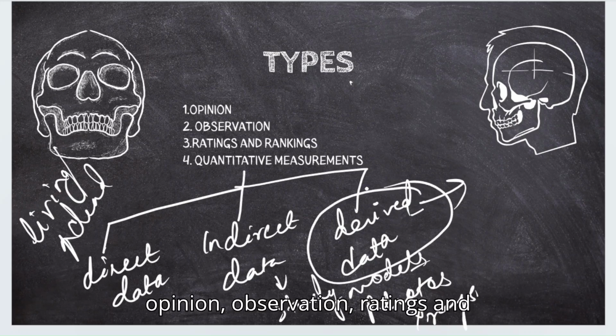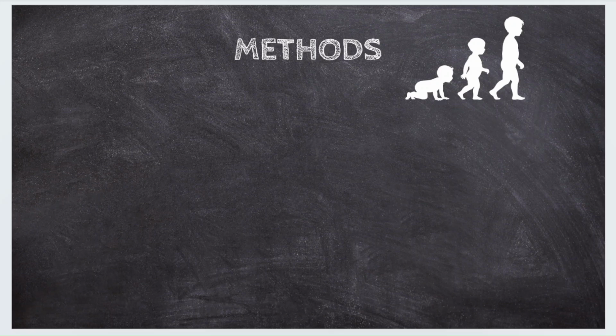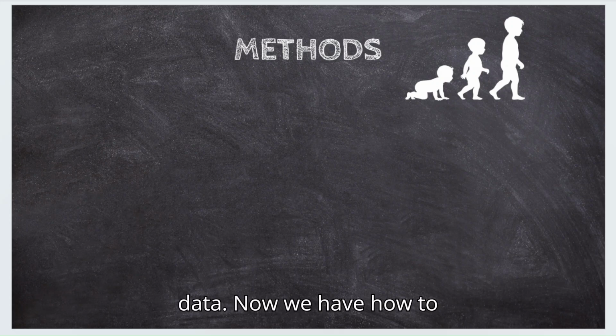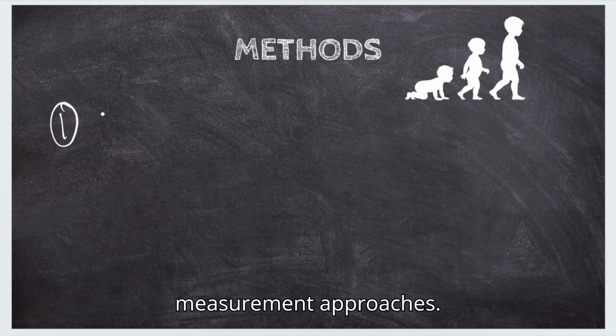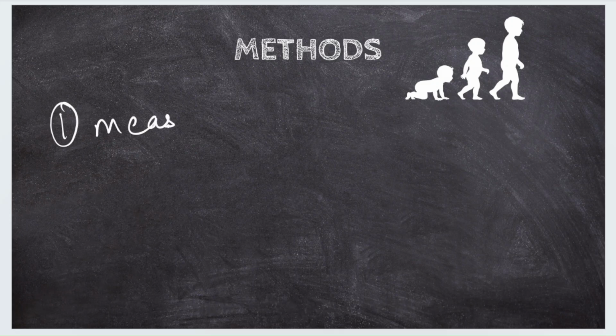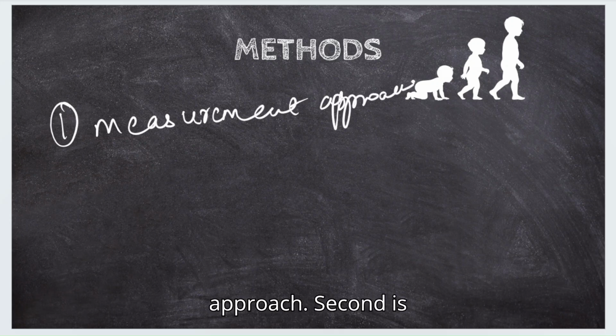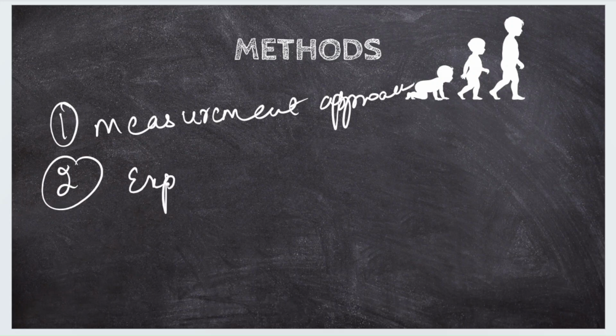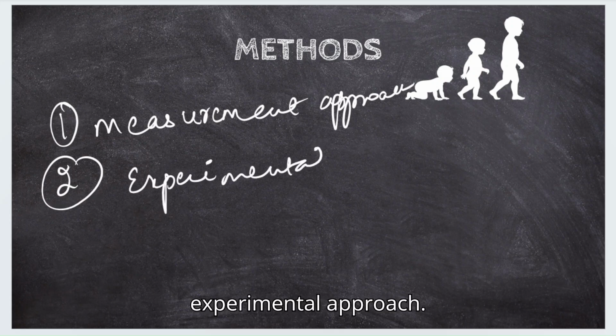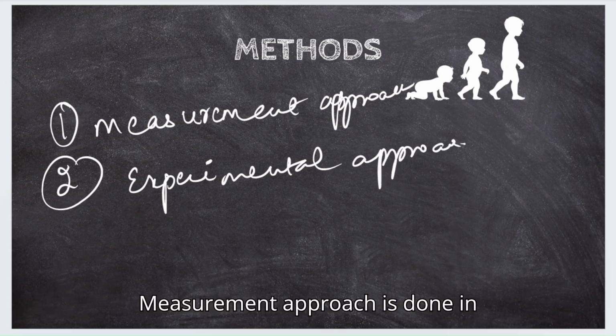Understood? Opinion, observation, ratings and rankings, finally quantitative measurements. Those were the types of growth data. Now we have how to measure or how to study growth. First is the measurement approach. Second is the experimental approach.